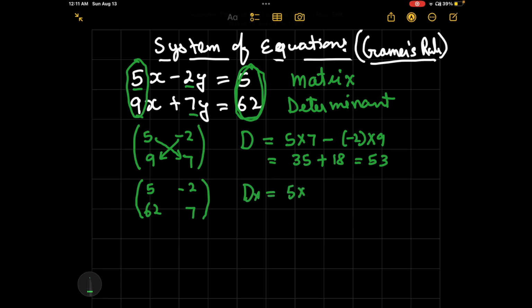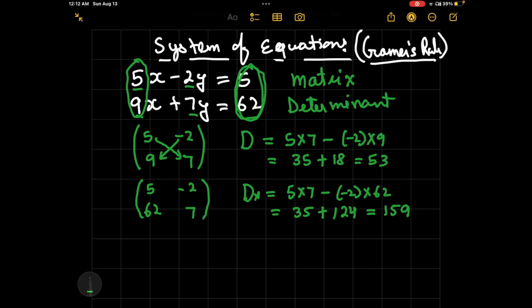This is again 5 times 7, right? Minus -2 times 62. So 35 minus -2, minuses make a plus, and 62 times 2 is 124. 124 plus 35 is 159. If you saw the previous video, you can probably see where this is going.